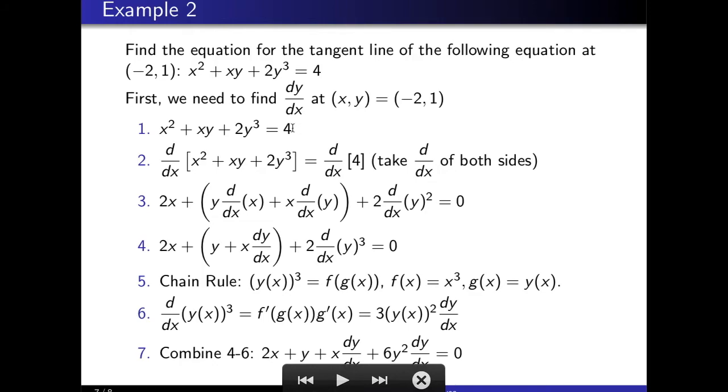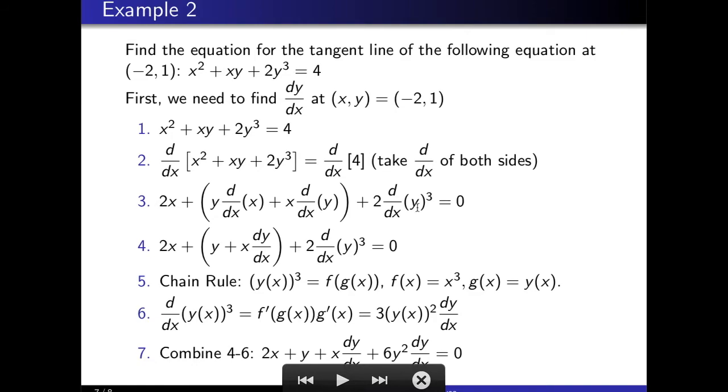So we'll say that y is some mystery function of x. We'll then go and take derivatives of both sides. So on the right-hand side, we'll have just the derivative of 4, which is 0. On the left-hand side, we'll have, from our sum rule, the derivative of x squared, which is 2x. Then we'll have the derivative of xy, which will be a product rule. So we'll first have y times the derivative of x, plus x times the derivative of y. And then we have the derivative of 2y cubed.